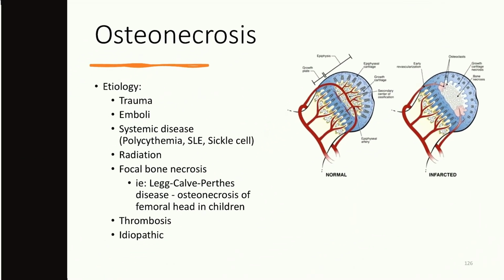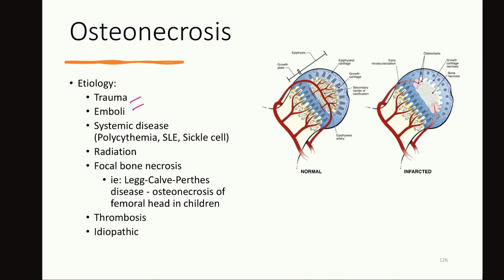So etiology: trauma, emboli will do it. If you get a clot in that area, everything distal to the clot doesn't get any blood supply, so ischemia can form. Systemic diseases, here's our lupus. We learned about that already. That can cause avascular necrosis, radiation, focal bone necrosis.